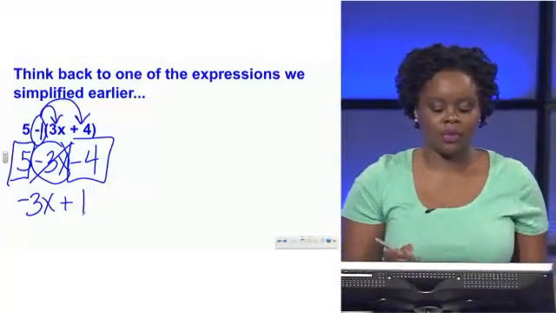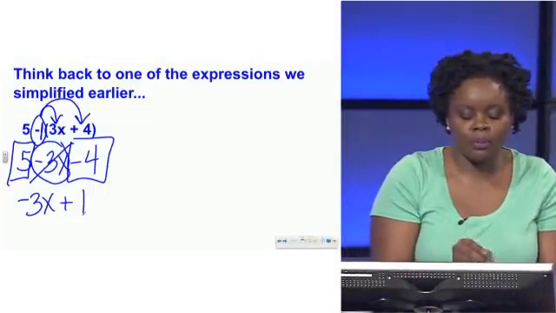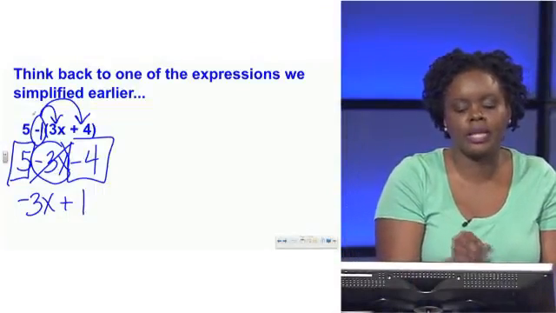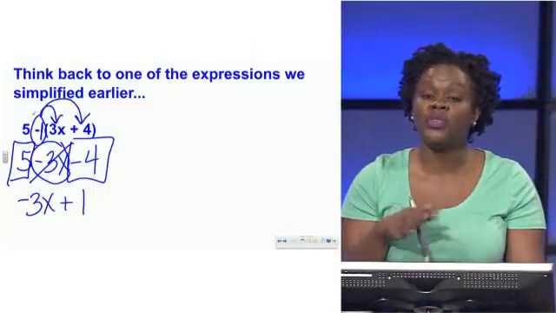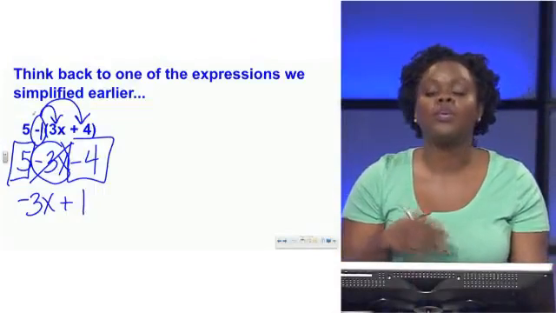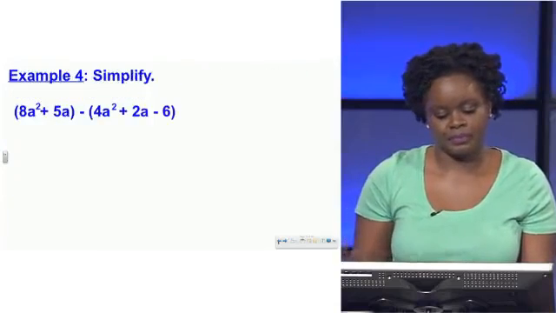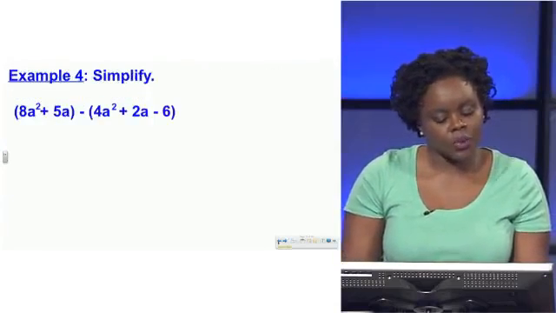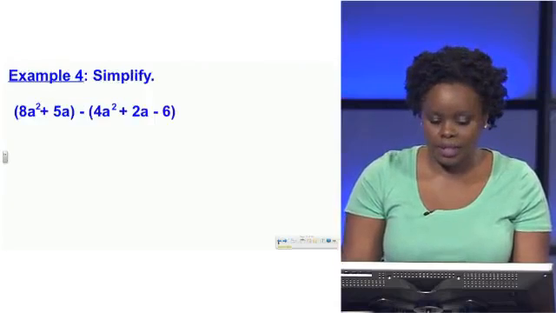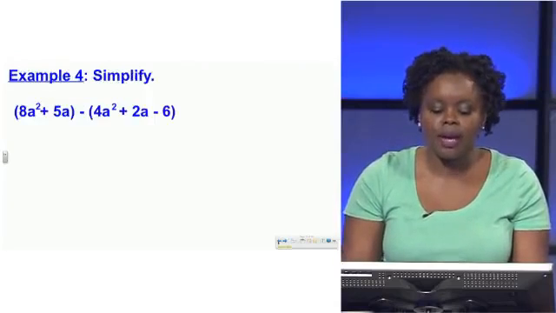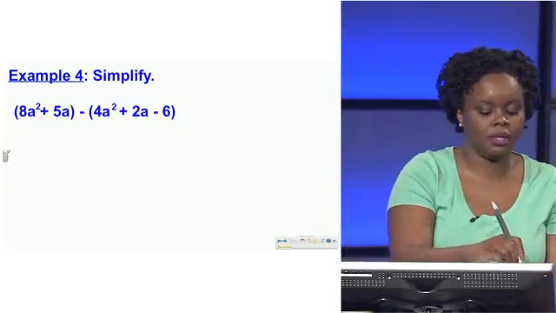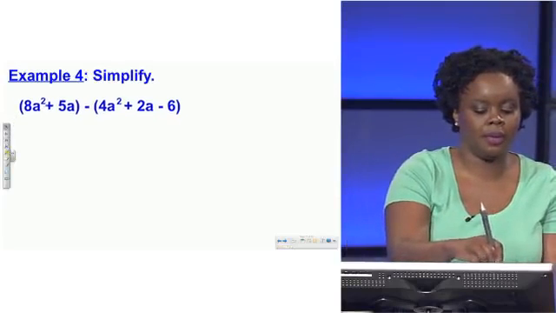The part that I really want you to focus in on this is that it was a subtraction type problem. It was 5 minus that 3x plus 4. And I want you to pay attention to what we had to do with distributing that negative 1. We have to use that same process when we subtract polynomials. Okay, look at this one. All right, so we have 8x squared plus 5a minus 4a squared plus 2a minus 6. All right, let's give ourselves a little room here. I'm going to bring that up a bit.